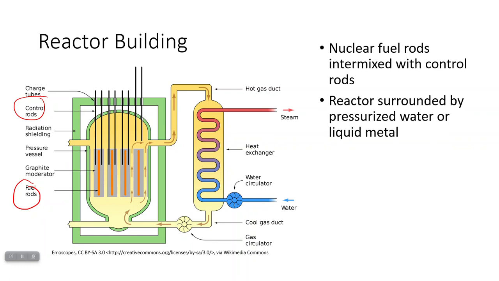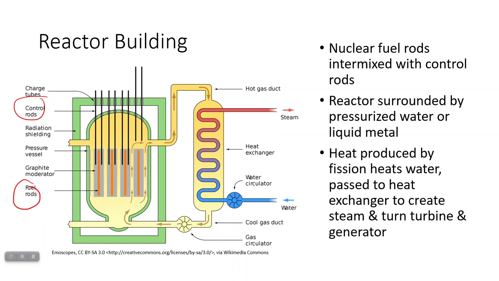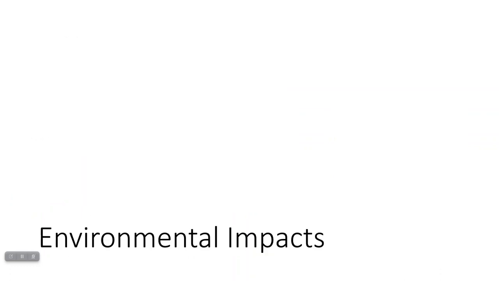The reactor tends to be surrounded by pressurized water or liquid metal, which helps absorb any stray particles that might be exiting the nuclear material. And then the heat that's produced by the fission is going to heat water, and it's passed on to the heat exchanger to create steam. And then that's going to turn the turbine and turn the generator.